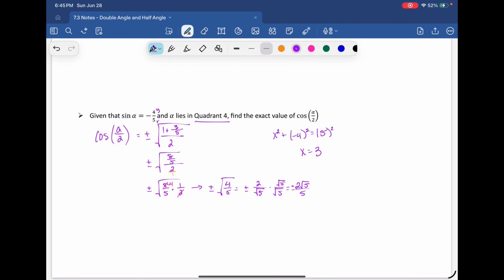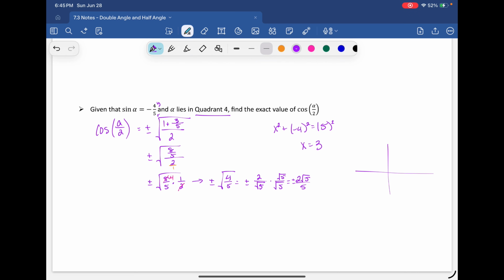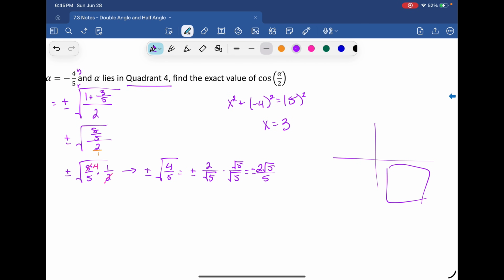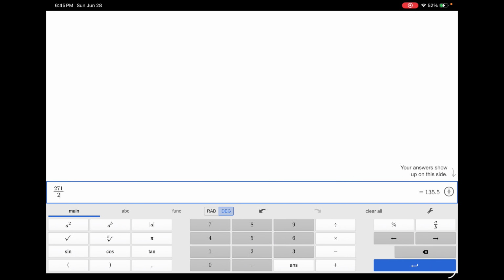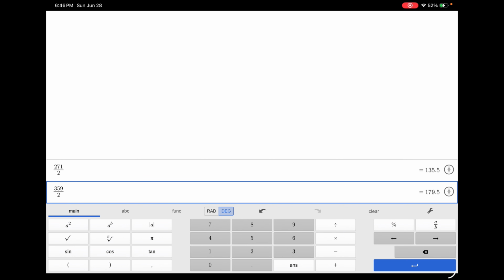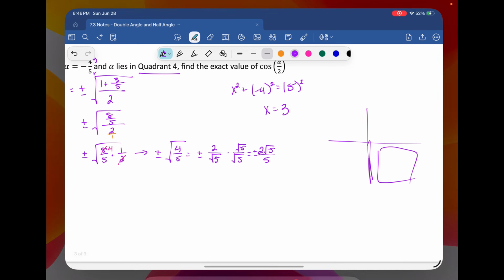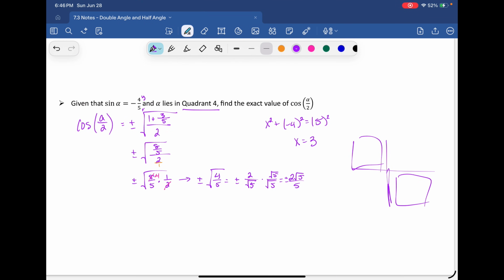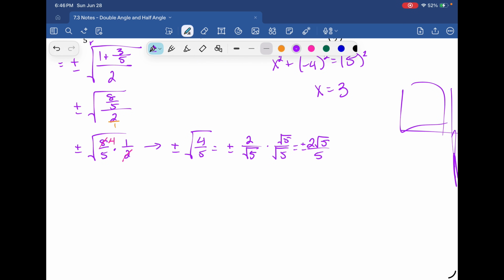Okay, so let's talk about angles that are in quadrant 4. I consider where half of that is going to take me. Let's say my smallest angle possible is 271, and I do half of 271. That's 135 degrees. So that puts me in quadrant 2. If I do anything bigger than that, let's say 359, that's 179.5. That's still in quadrant 2, barely, but quadrant 2. So cosine is negative in there, so we use the negative square root.